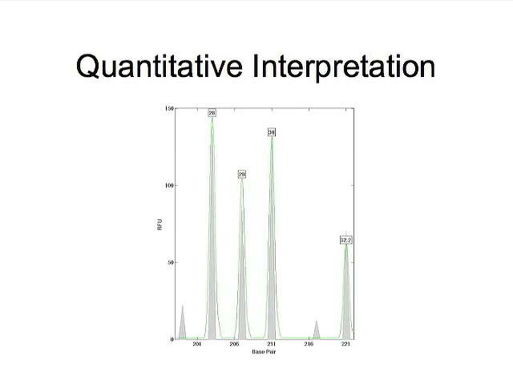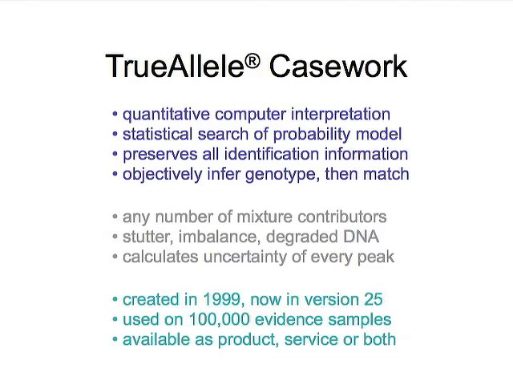So that's a quantitative method. You condition on the quantitative data, and you never change it, which is a no-no in statistics. You just use it and try to explain it mathematically. TrueAllele, which I wasn't going to mention, but I thought I'd tell you anyway since it appears in the examples, is a quantitative computer interpretation method.